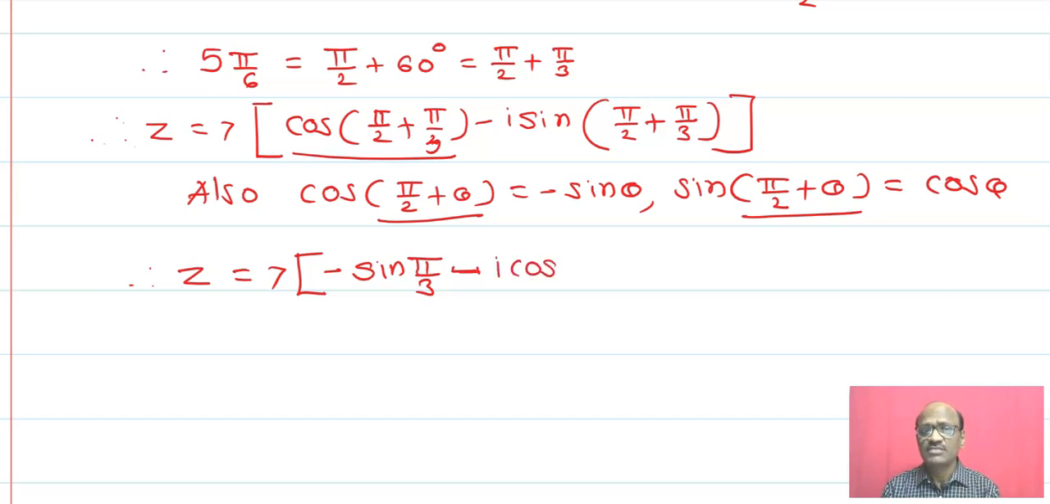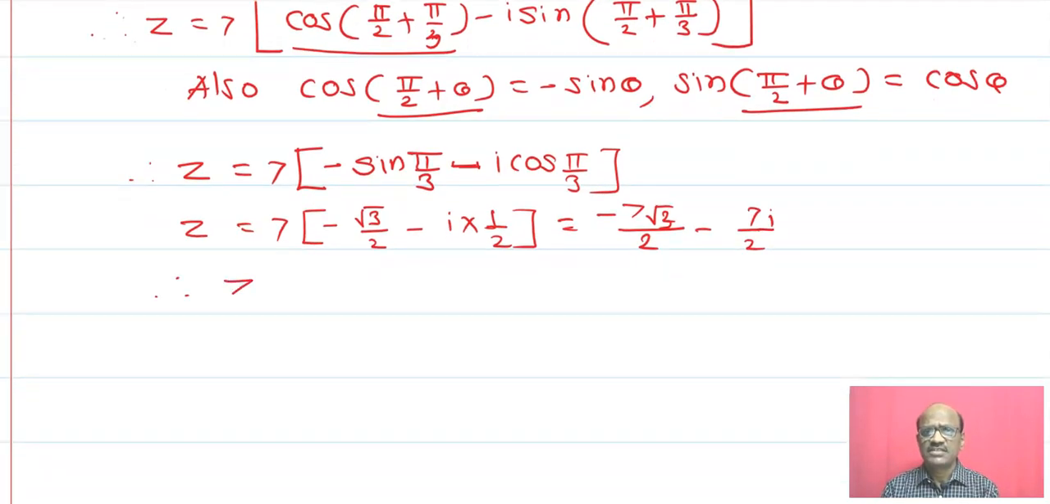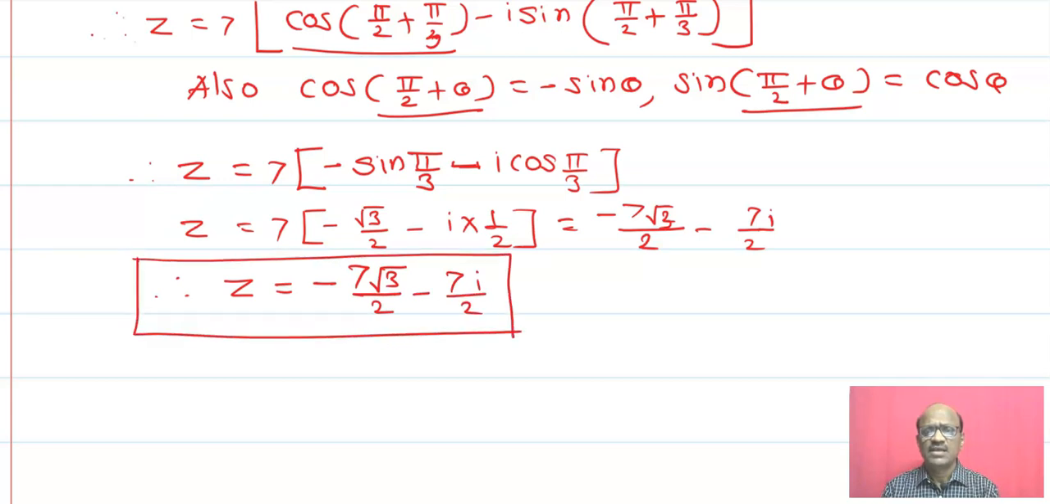Cos is negative in the second quadrant, therefore I had written the negative sign. What about sin of pi by 2 plus pi by 3? It's cos of pi by 3. Now substitute the values. Sin of pi by 3 is root 3 upon 2 and cos of pi by 3 is 1 upon 2. Therefore, after the simple multiplication, you will get z is equal to minus root 3 upon 2 minus 7i upon 2.